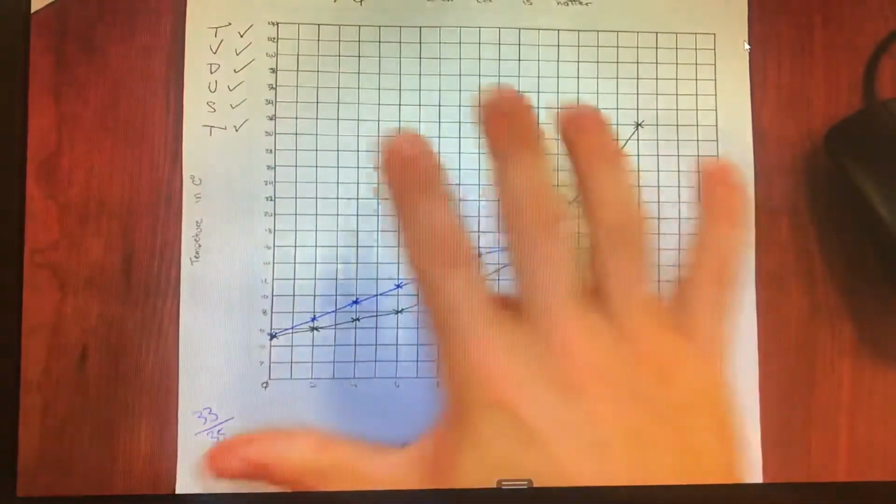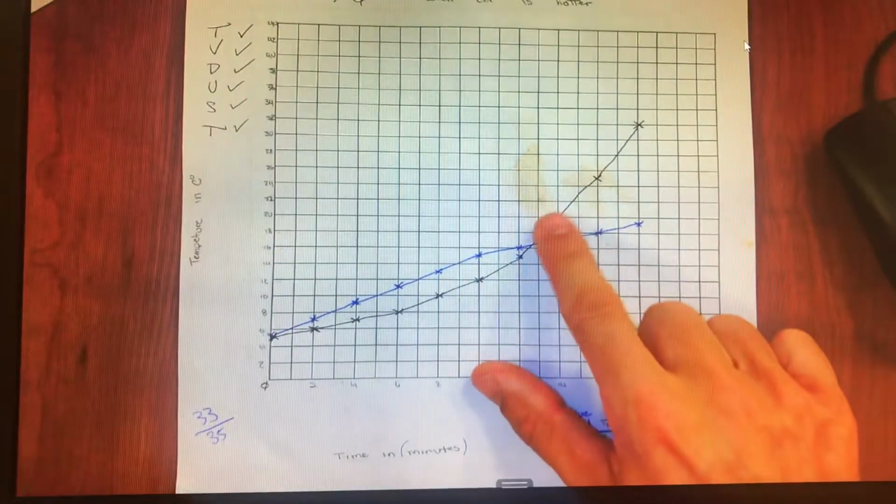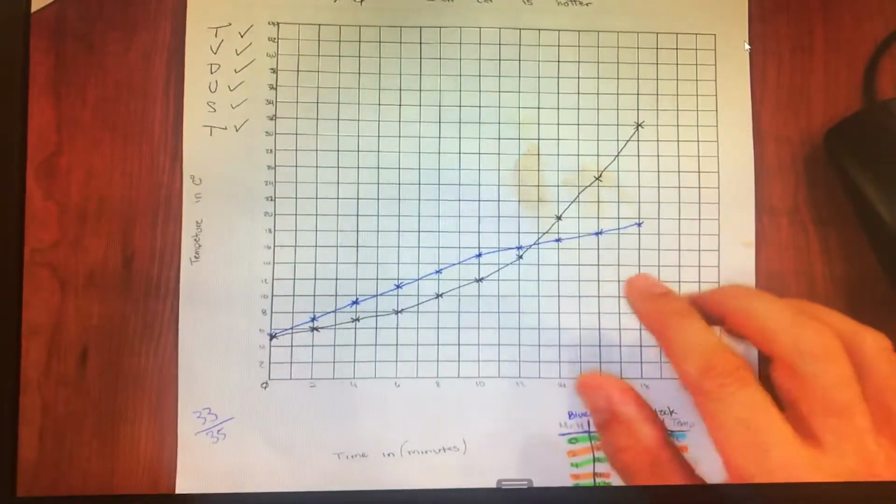This is Tracy's paper, and I spilled a little bit of my lunch on there. Sorry, Tracy, it's kind of gross.